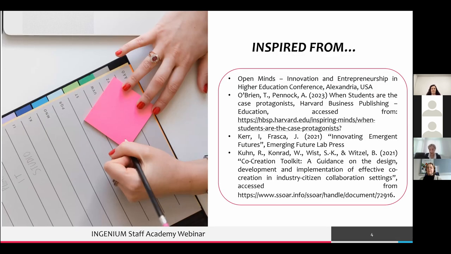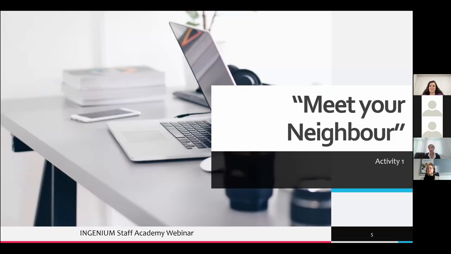So I took here some works which inspired me in thinking about those activities, as you can see, especially the Open Minds conference, which I attended. I managed to see a lot of different examples of how to engage students. So my first activity was about meet your neighbor.